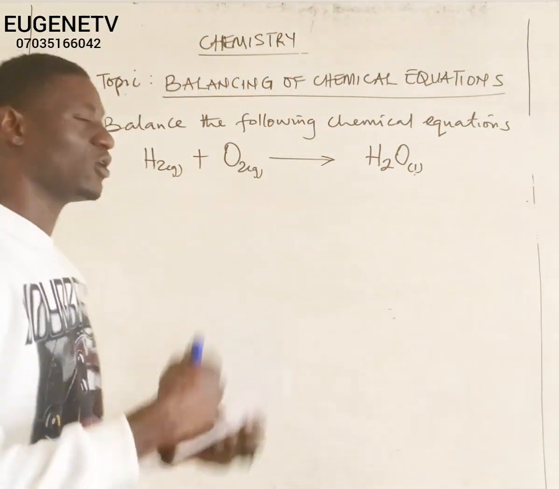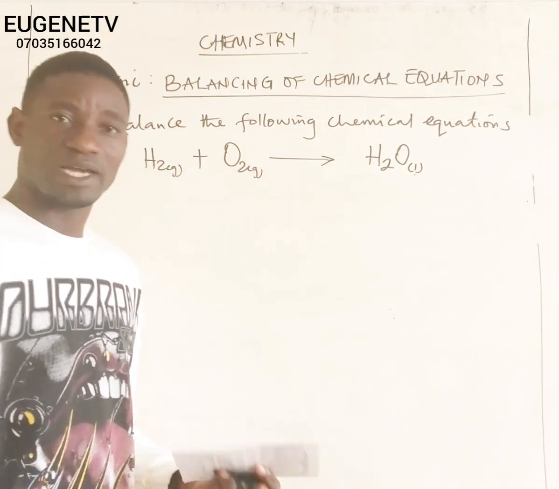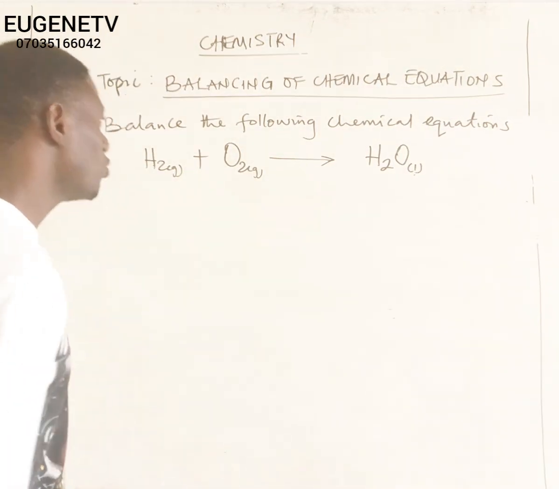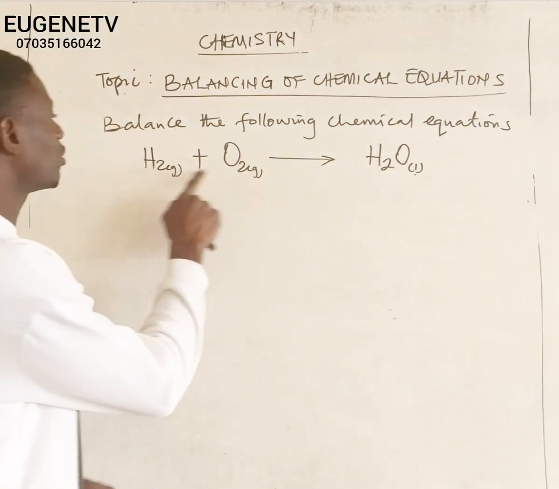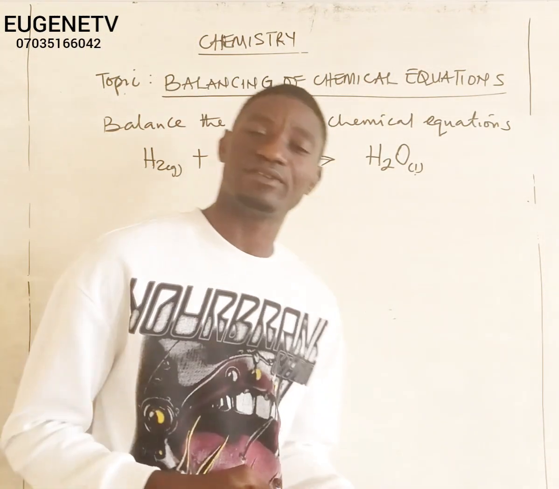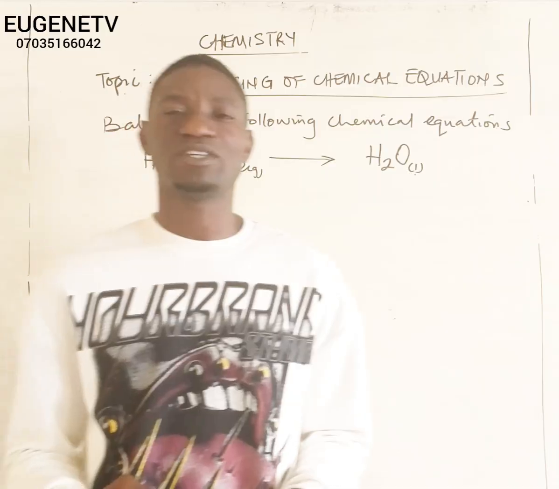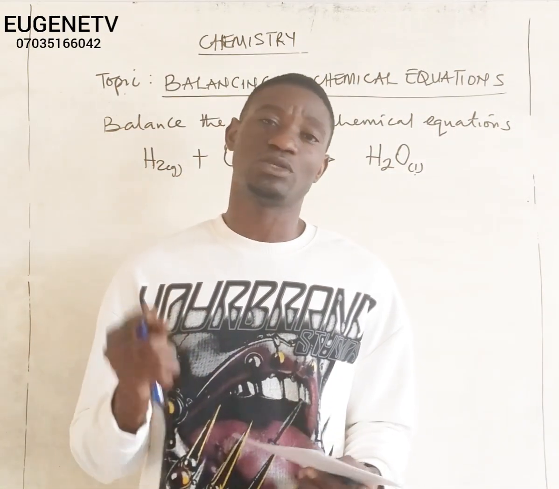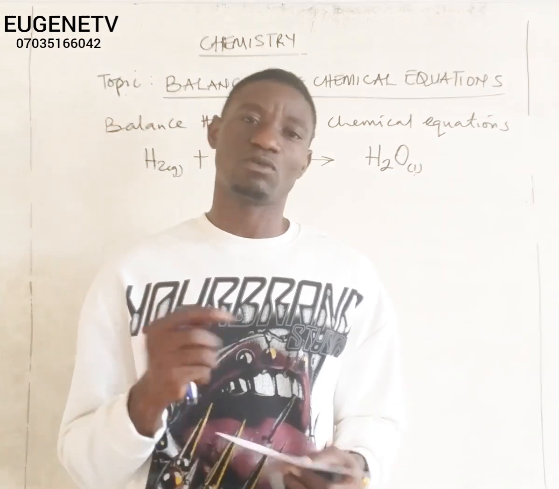But a few rules can always guide us anytime we encounter a problem on how to balance a chemical equation. Number one, we should know that balancing a chemical equation follows a law called the law of conservation of mass. The law of conservation of mass says that matter can neither be created nor destroyed during a chemical reaction, but can be converted from one form to another.